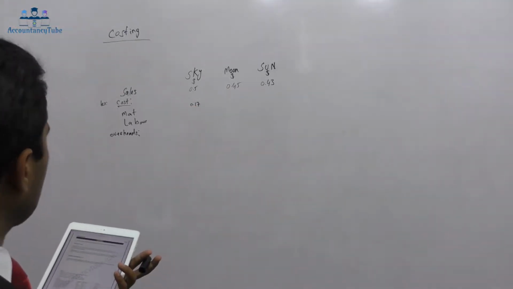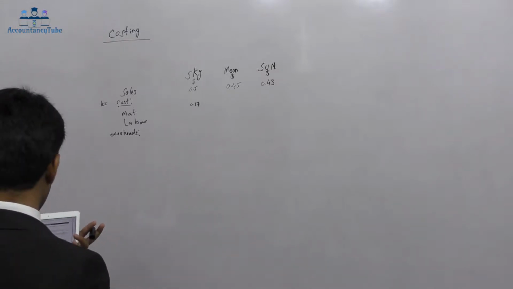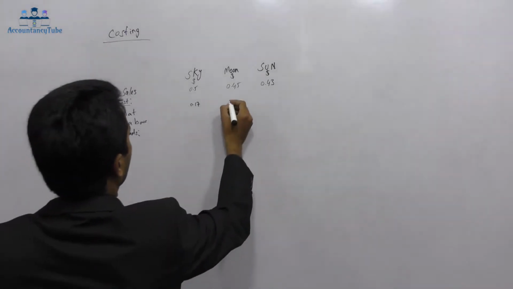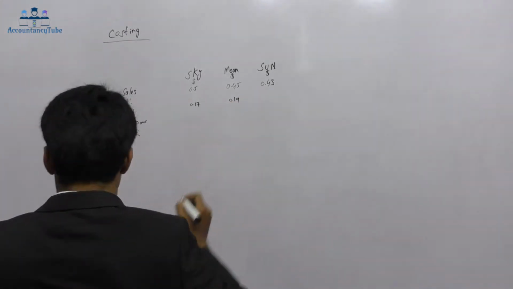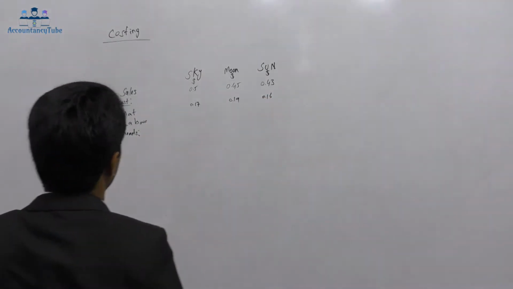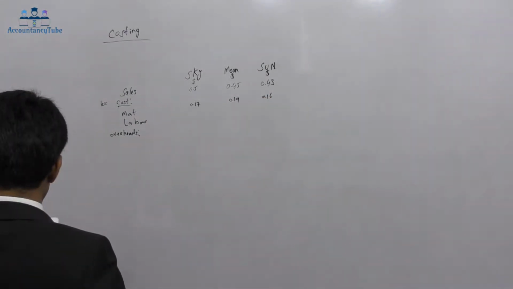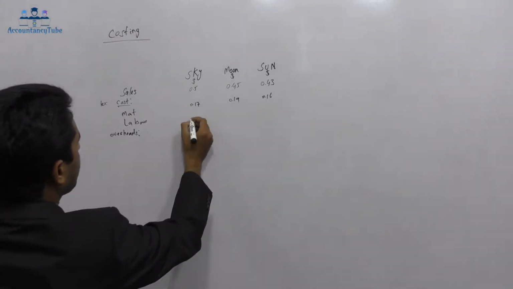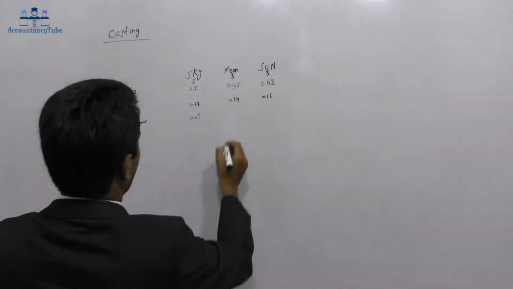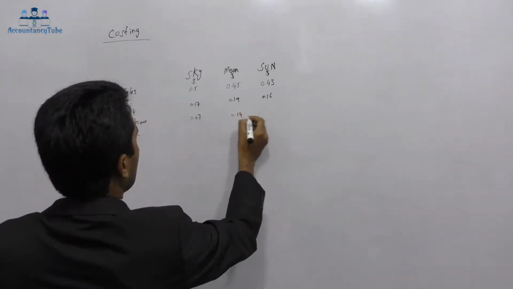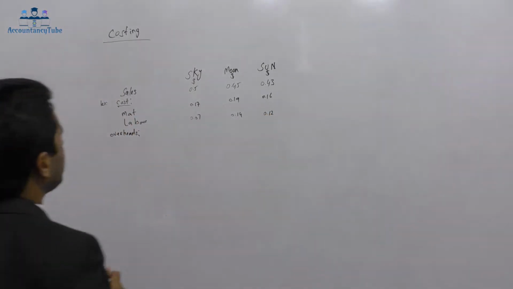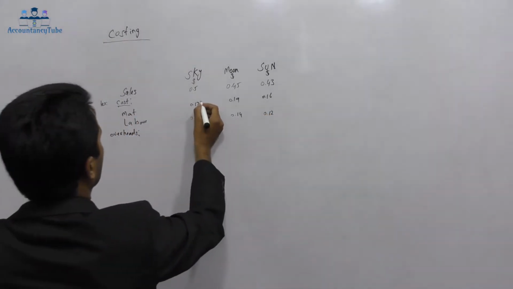So basically 0.17 is the material for Skybar, 0.19 for Moneg, and 0.16 for Sunbar. Likewise, if we look at the labor cost, it is 0.07, then 0.14 and 0.12. Right, so these are the material costs and the labor costs.